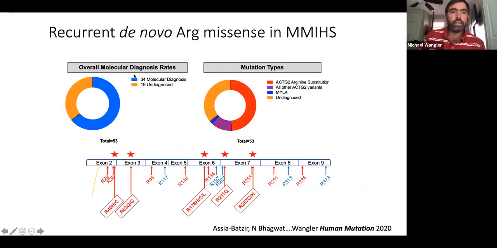Moreover, if you look at our overall diagnostic rate in that cohort, the number that we diagnosed and the number undiagnosed, the arginine substitutions outstrip all the other causes of disease in our cohort. So these 5 arginines are really key. You could just sequence these 5 arginines and solve half your cases in our cohort, which we thought was pretty impressive.